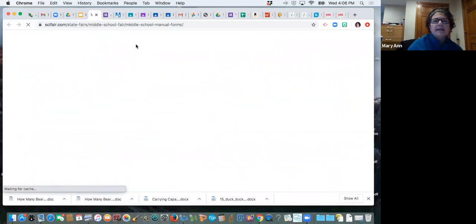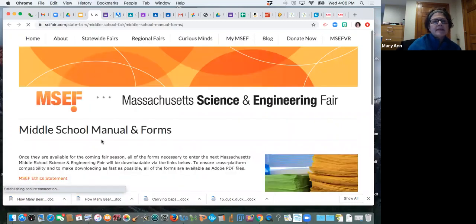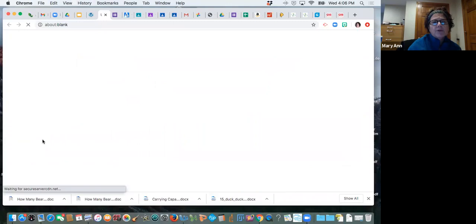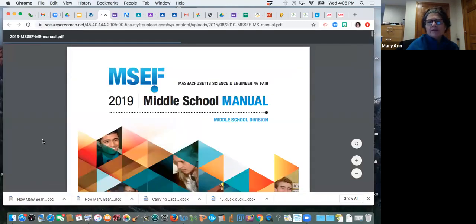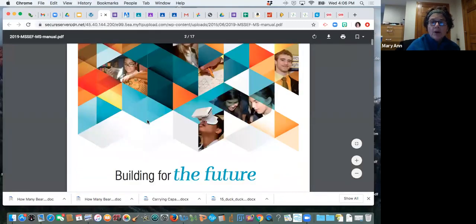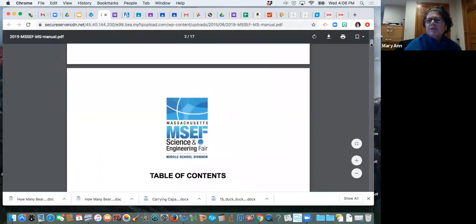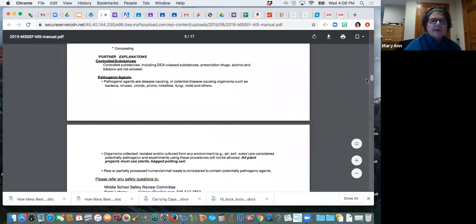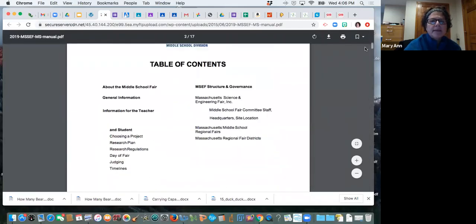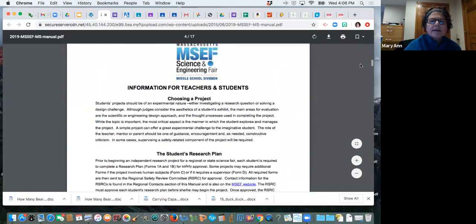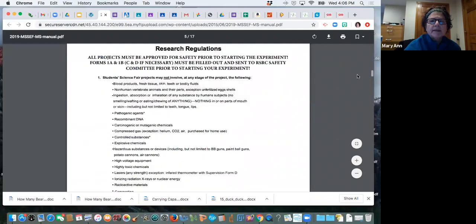So I put a link in here to the middle school manual and forms. What you want to do is go to the manual. If you have any questions about a kid's project, this is what I do. I just go to the manual and see. And after doing this so many years, you get to know what's acceptable and what's not. There's a table of contents up here, and then I'm just going to go right to it.